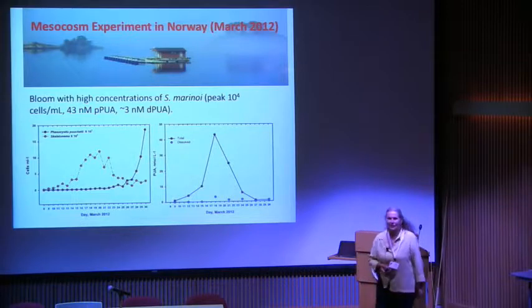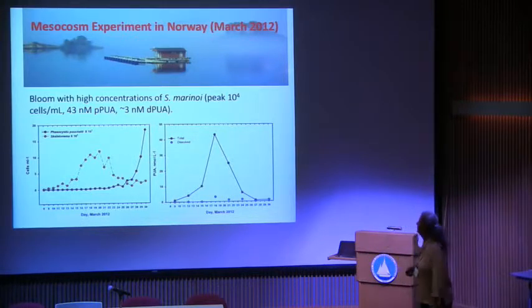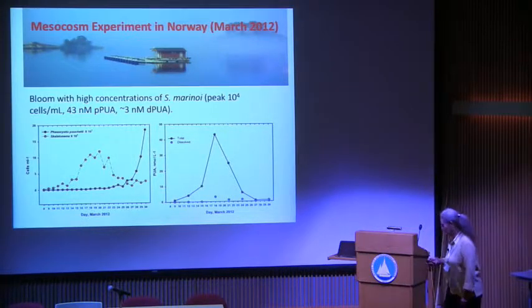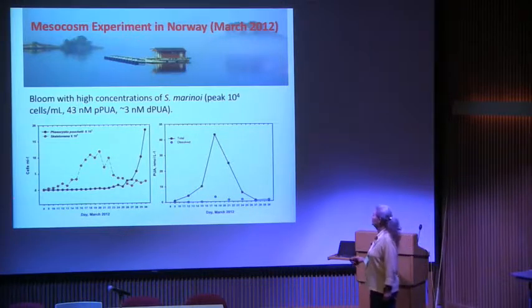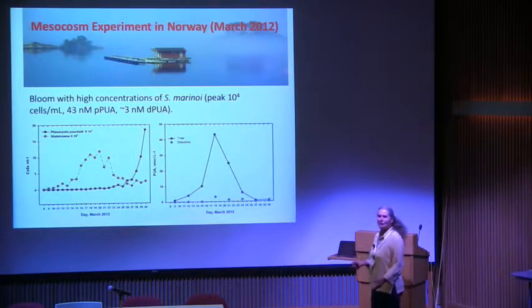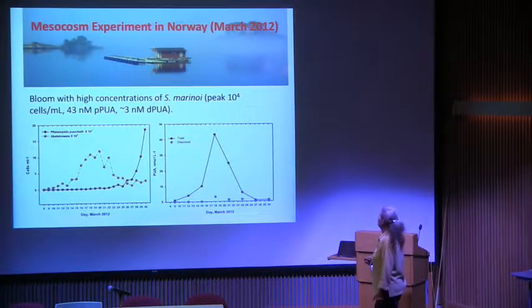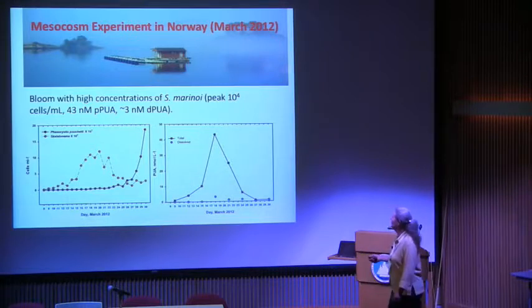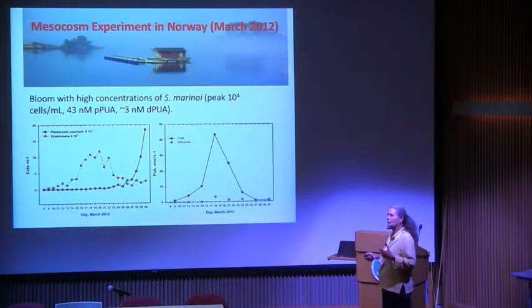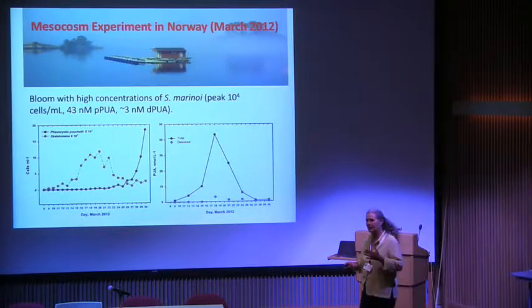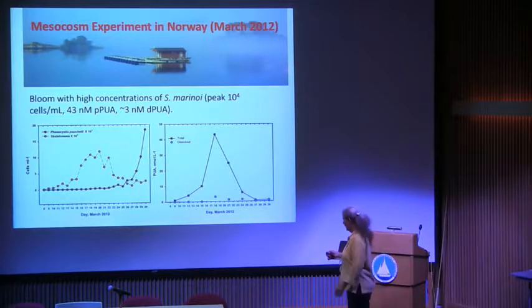And this is the mesocosm study that we did during March back in 2012. And we were trying to get a Phaeocystis bloom, this line here, but instead we got a Skeletonema bloom. And so you work with what you get. And we found very high total PUAs during the peak of the Skeletonema bloom. And now I'm going to show you 3 grazing experiments that I did during that bloom.